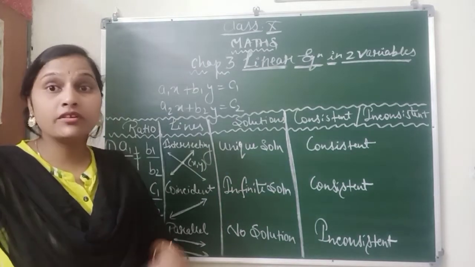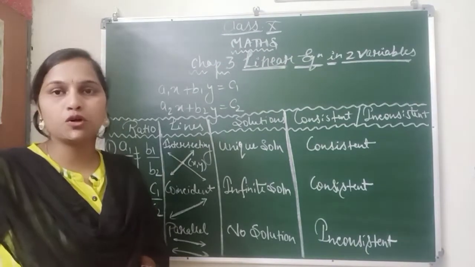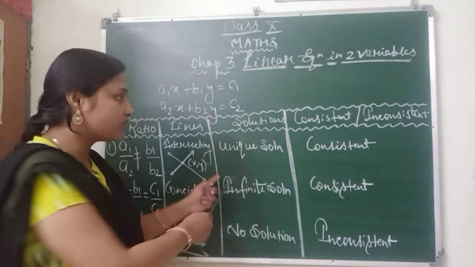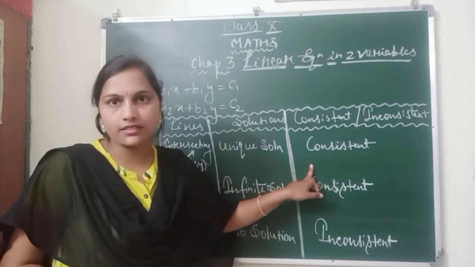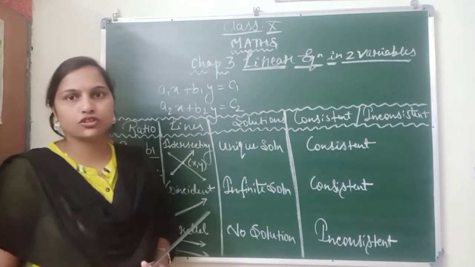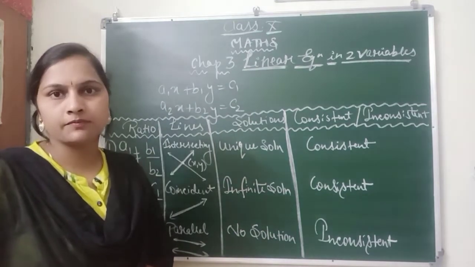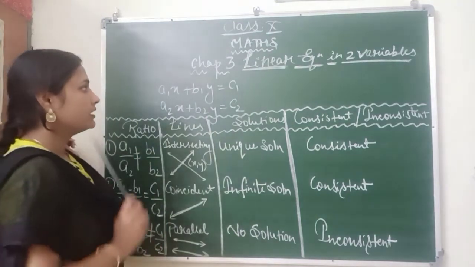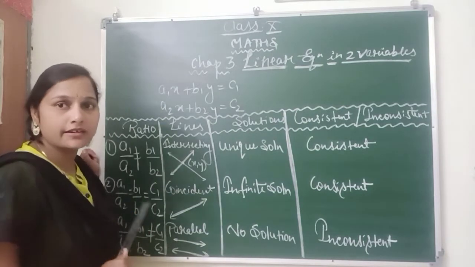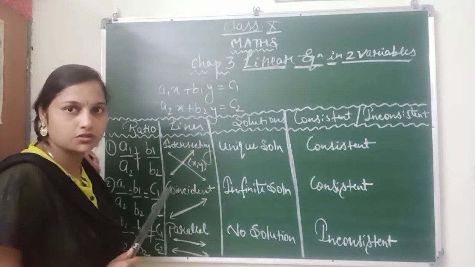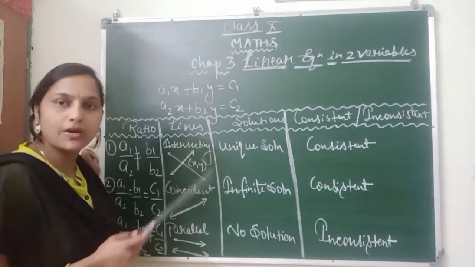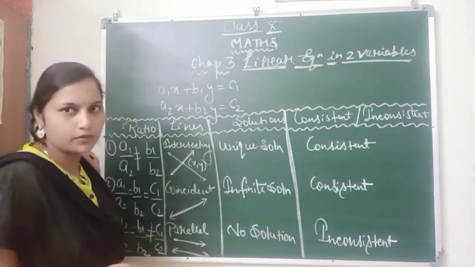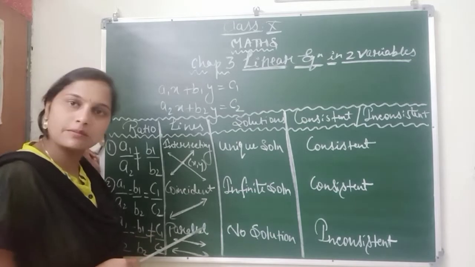So without plotting the graph, we can come to know which type of lines there will be, how many solutions there will be, and whether it is consistent or inconsistent. Especially this type of question can be asked for 1 mark. Okay, let's see how we can answer it. The first step is to find the ratios: a1 upon a2, b1 upon b2, and c1 upon c2, in simplest form.